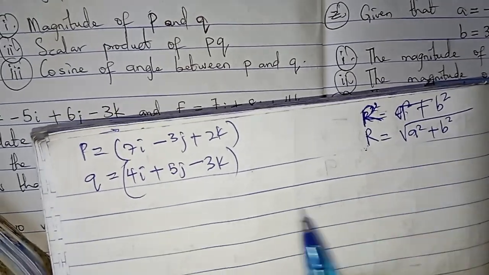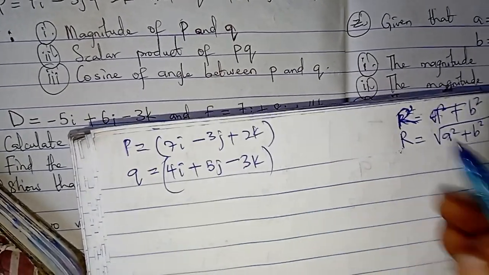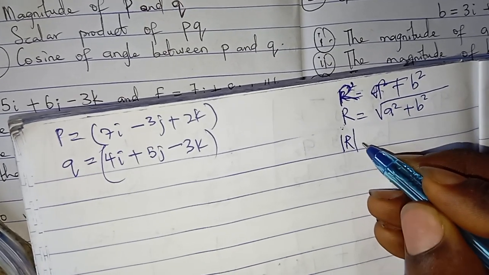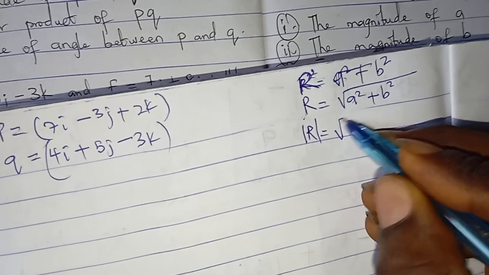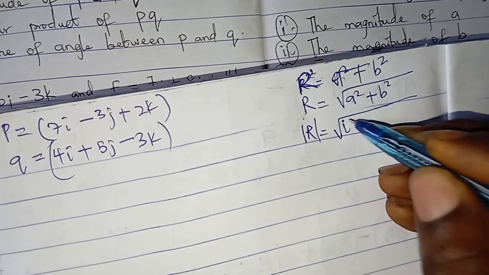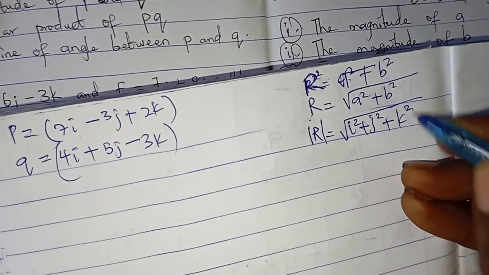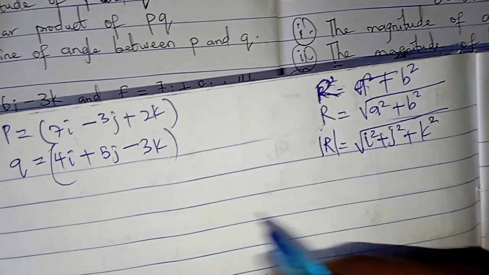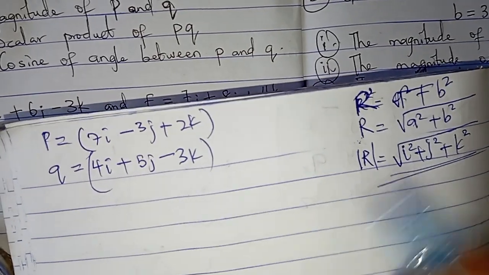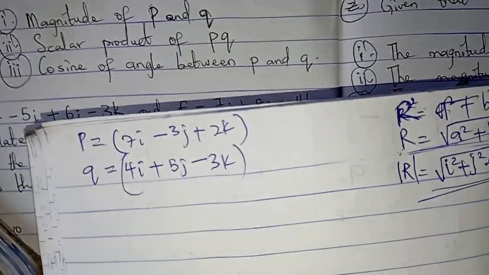So whenever you are finding the magnitude of vectors in I, J or I, J, K, just know that the magnitude, which in this case is for P or for R, is the square root of I square plus J square plus K square. If it's just I and J, it will be I square plus J square, take the square root. That is how you find magnitude, and it's coming from this whole idea of resultant.